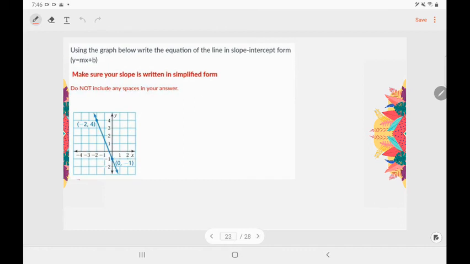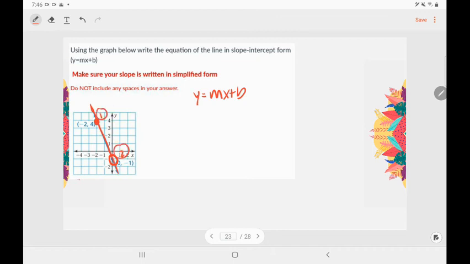Let's try that again. I'm going to write my slope and I'm going to make sure I write my slope in simplified form. So I'm going to fill out the form y equals mx plus b. I need two things. I need my y-intercept and I need my slope. So here's my y-intercept, and my slope is how to get from one point to the next. Now, this time, if I'm going left to right, this is point 1 and this is point 2.